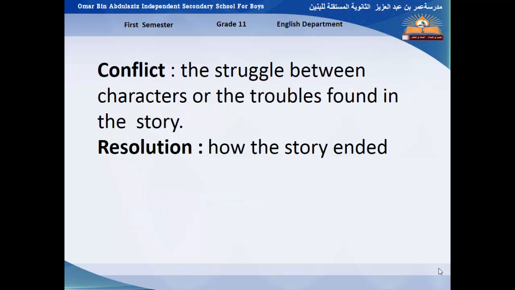What's conflict? The conflict is the struggle between the characters or the troubles found in the story. Resolution means how your story ended. And it's clear that the resolution must be in the last paragraph of your story.